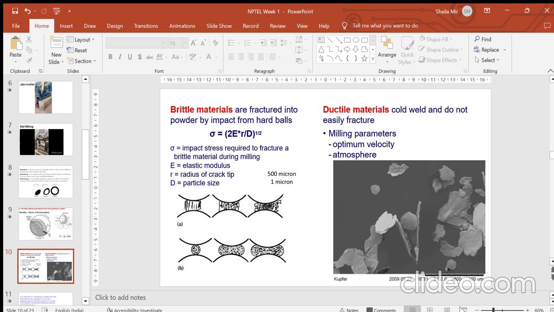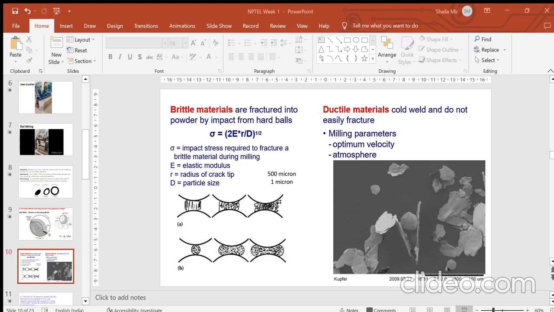the particle shapes. So if you can see, this is a ductile material. This is a micrograph where we see the particle shapes of the material. It has been milled, and after milling, you can see that the material has flattened out. The flattening of the material is because it is a ductile material. Also, the two particles try to cold weld with one another.